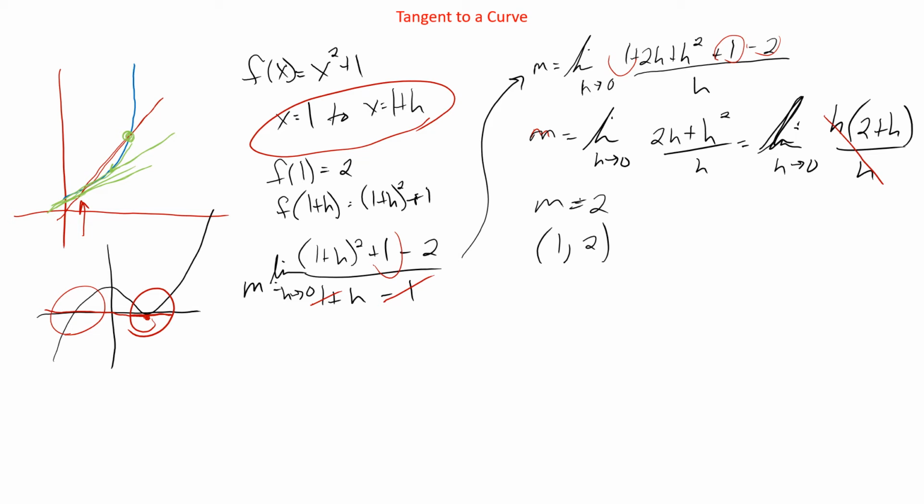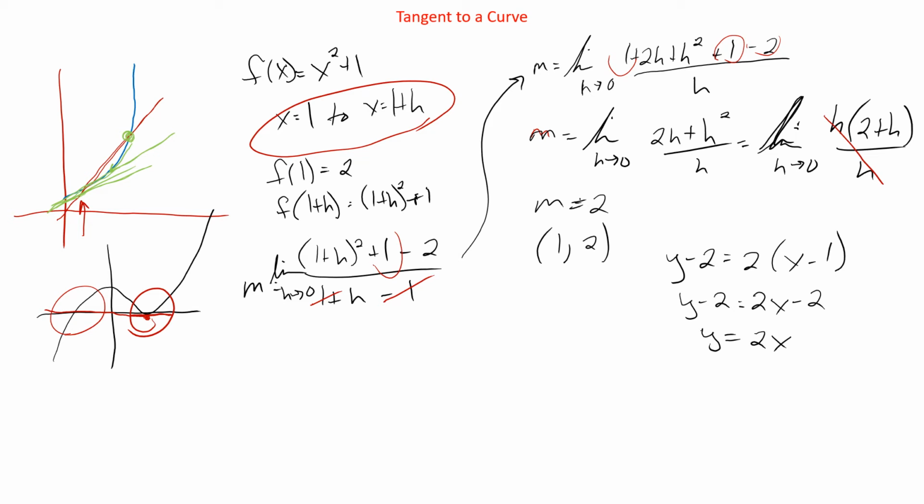That is coincidental, but we can write the equation of the tangent line. y minus 2 equals the slope times x minus 1. We can distribute: 2x minus 2, add the 2, so y equals 2x.